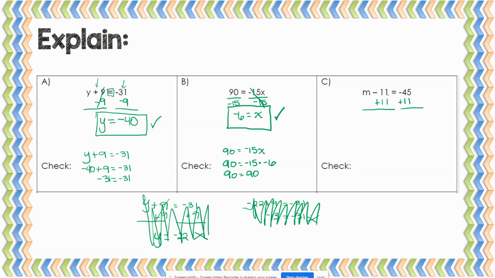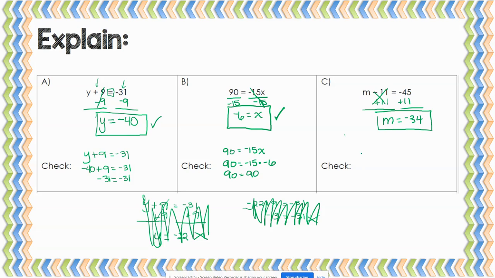Well, on my left side, you'll notice that this is a negative 11. So if I add negative 11 plus positive 11, I get 0. So m plus or minus 0 is still m, so those cancel to leave me with m by itself. On the right side, I'm adding negative 45 plus positive 11. Negative 45 plus positive 11 gives me negative 34. That means that m equals negative 34.